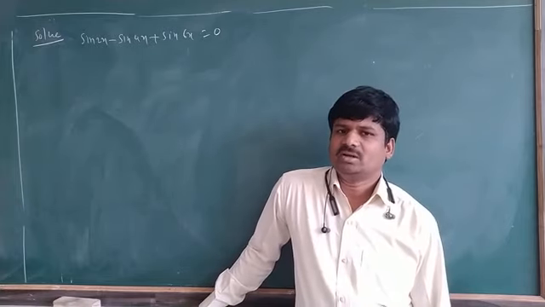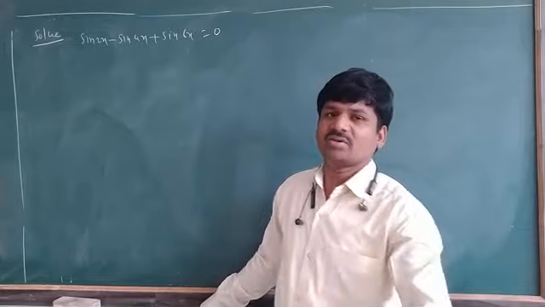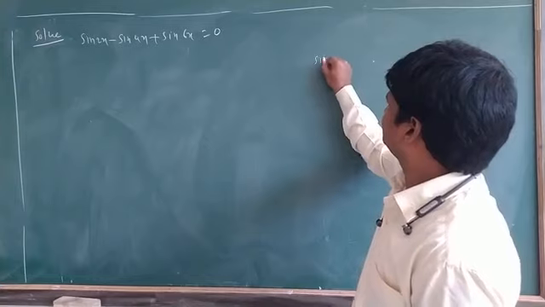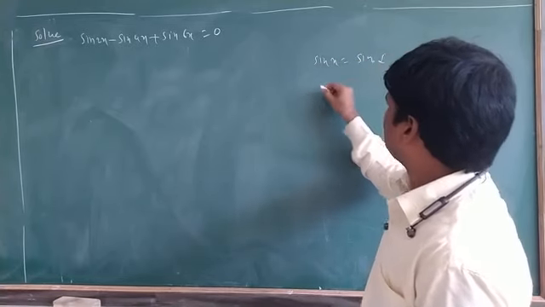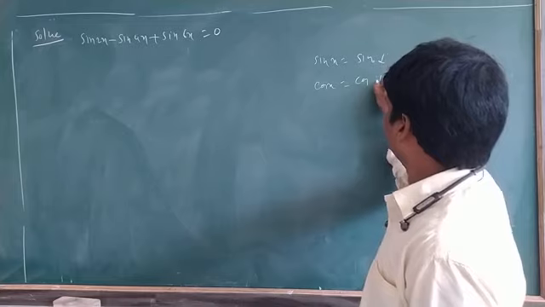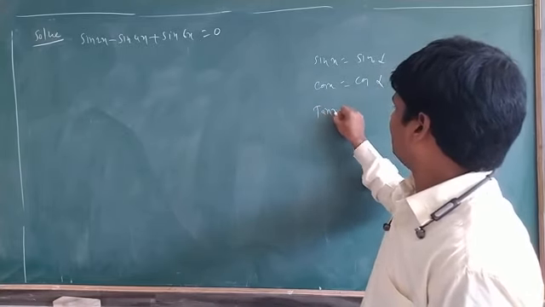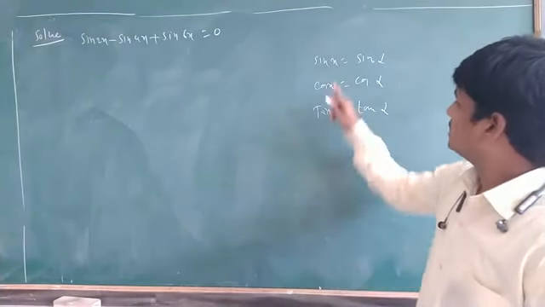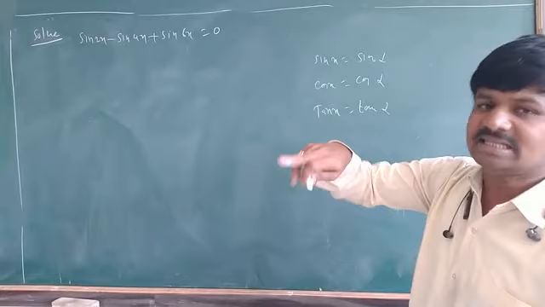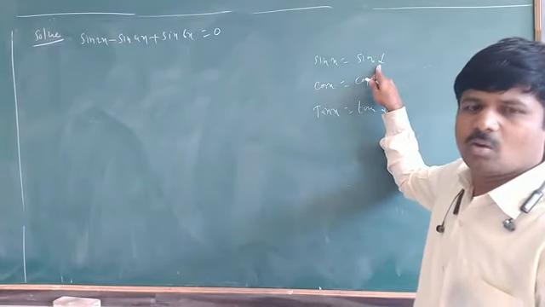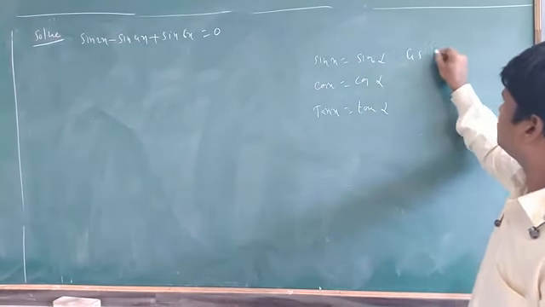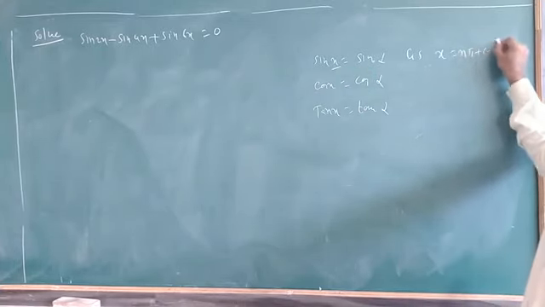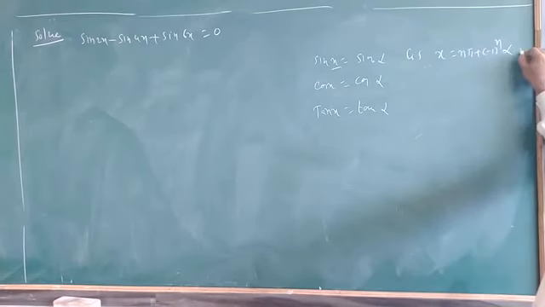It is a trigonometric equation. To solve trigonometric equations, in which form must they compulsorily be? Three forms are there: sin x is equal to sin alpha form, or cos x is equal to cos alpha form, or tan x is equal to tan alpha form. Clear? If the trigonometric equation is in the form sin x is equal to sin alpha, what is the general solution? x is equal to n pi plus minus 1 whole power n into alpha, n belongs to Z.